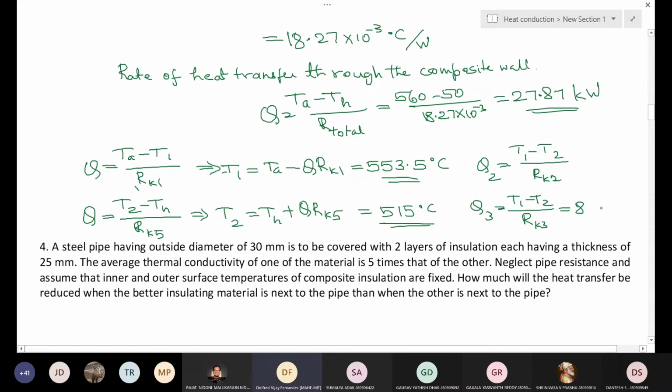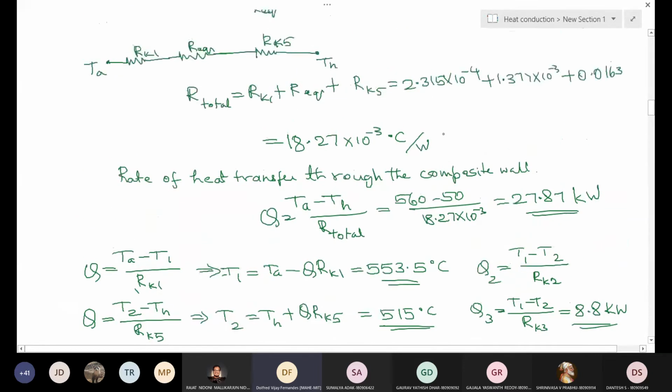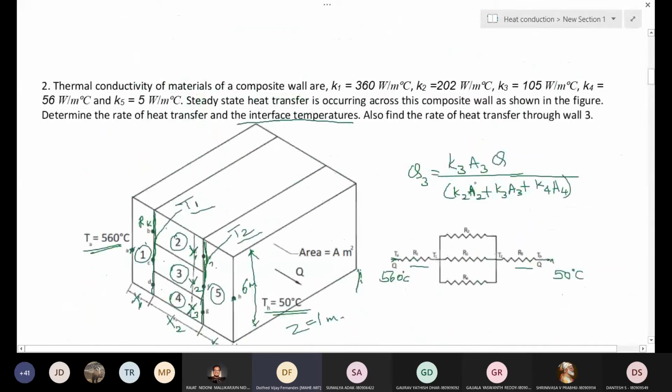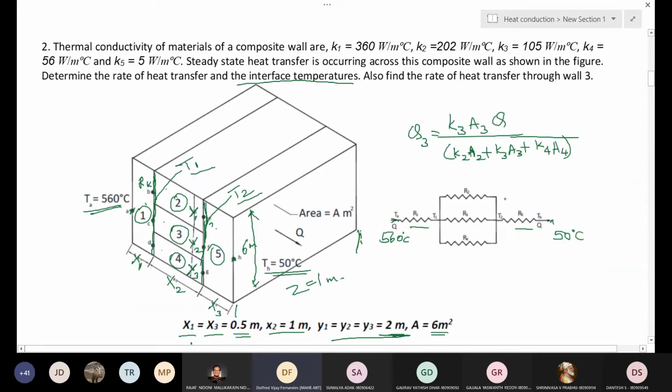8.553. Yeah, 8.8 kilowatts. Okay, so check it. Same thing using this formula, and you will get that. So here is total Q. Right hand, this is total Q, 27.8 kilowatts. This is only passing through the wall 3. So cross check and tell me. Okay, later.